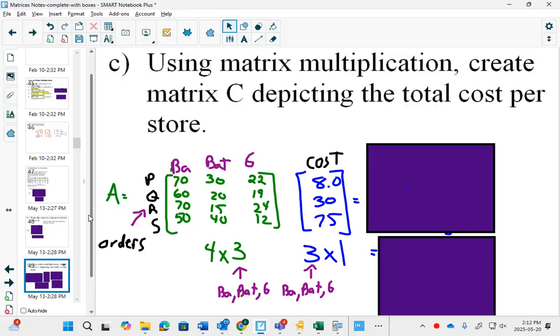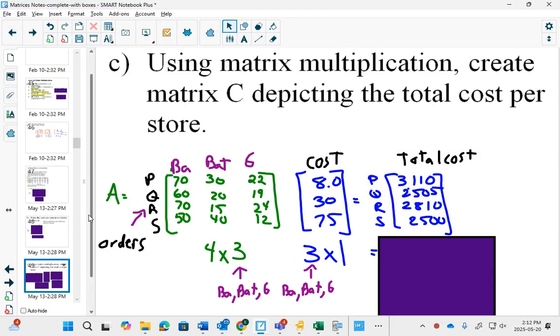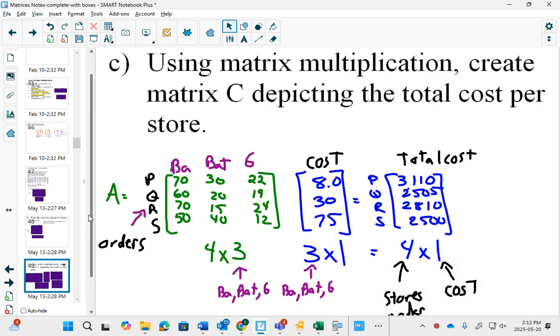And what does matrix multiplication do? It automatically adds them up. And what is the size of my answer? The size of my answer is going to be a 4x1, and the 4 stood for PQRS, and the 1 stood for cost. Boom. I've got an answer right away. As soon as I do A times B, I get the total cost for each store with one push of a button on my calculator.